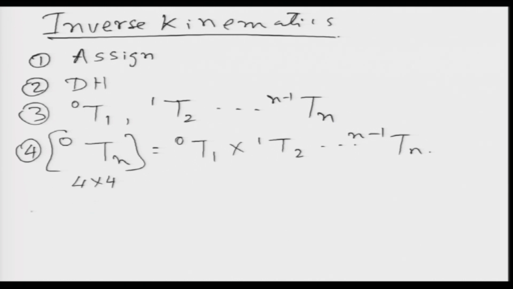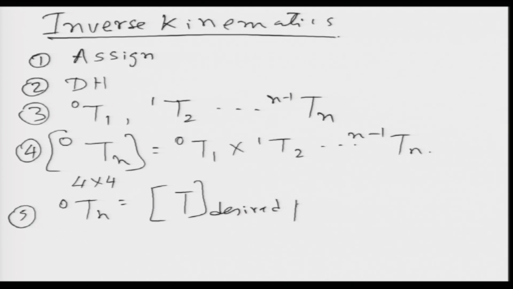So after this, what do we do for our inverse kinematics? We equate this T0 to n matrix with the matrix which contains the desired position and orientation of the end effector. This is also a 4 by 4 matrix. So on this side you have a 4 by 4 matrix, and on this side you have a 4 by 4 matrix, and we equate term by term and then try and solve.